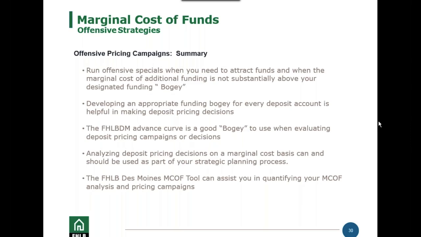I mentioned that you have the Federal Home Loan Bank curve to use as your bogey. You don't have to. It's just readily available. It's easily accessible. Any one of your pricing team could pull up our website and figure out what the cost is. It's published every day on our website free. Developing an appropriate funding bogey for every deposit account is helpful in making deposit pricing decisions. I mentioned that the advance curve is a very good bogey to use. It's readily available. We have many different tenors of products.